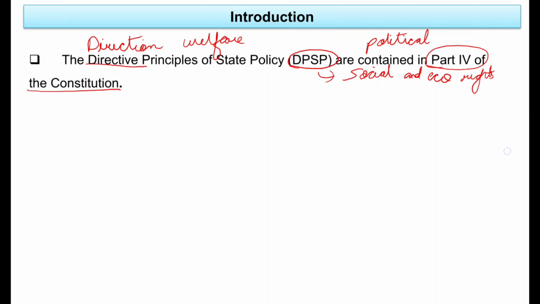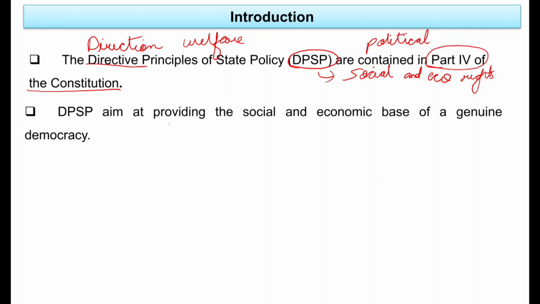non-enforceable, okay, non-justiciable. This also aims at raising the standard of living and promoting international peace. So all such guidelines are given here under the directive principles, and mainly it has been divided into 3 parts, okay. So we are going to deal with all those 3 parts here. So we'll start. I have already told you this aims at providing a social and economic base for a genuine democracy, especially social and economic rights.